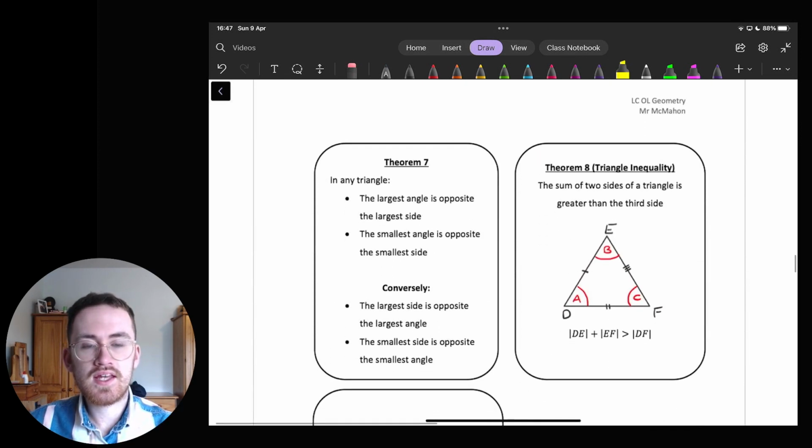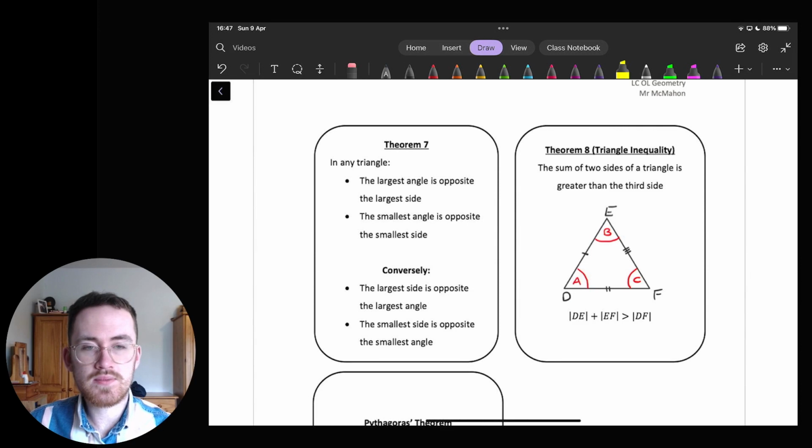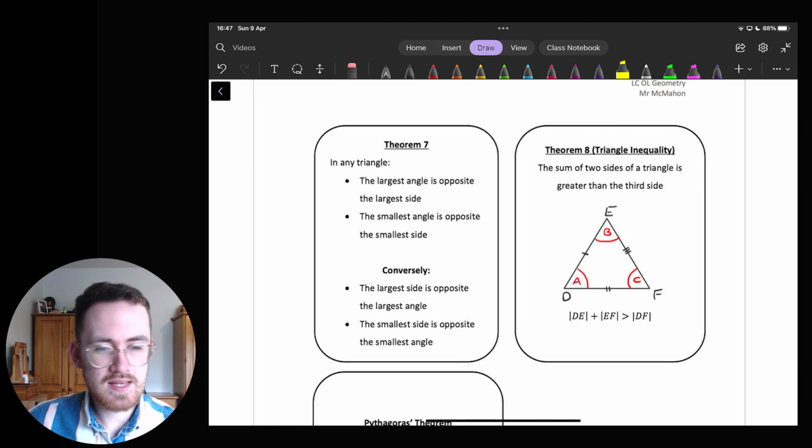The next one, in any triangle, the largest angle is opposite the largest side. That kind of makes sense, and we use that in Pythagoras. So a right angle is opposite the hypotenuse, which is the biggest angle and the biggest side. Same way, the smallest angle is opposite the smallest side, and we can swap that round as well. Then the biggest side is opposite the biggest angle, the same idea.